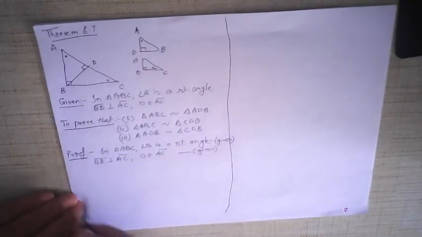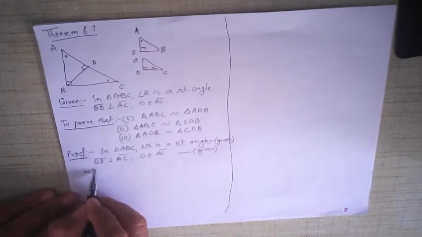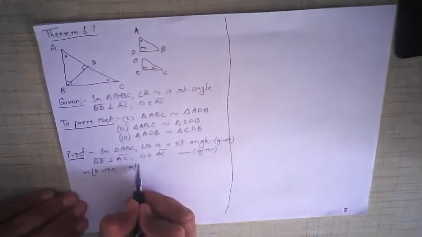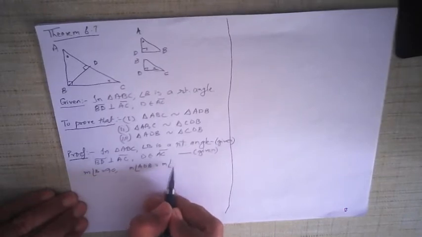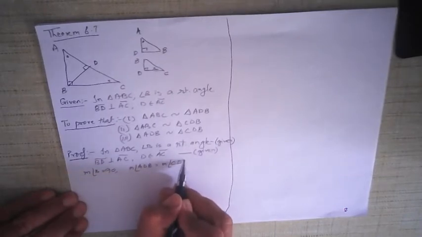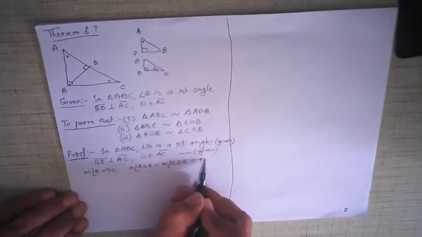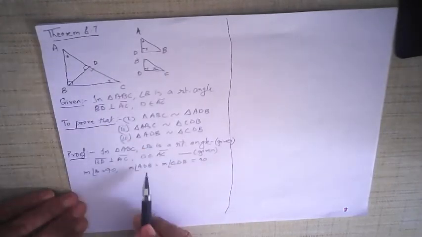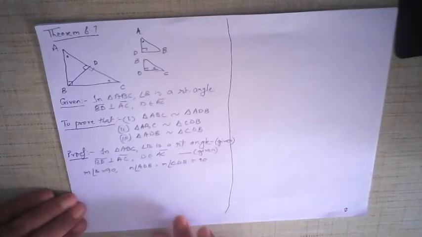Okay, so we can say that measure of angle B is equal to 90 degrees. Then measure of angle ADB is equal to measure of angle CDB, and they are also both 90 degrees. You can see this, both are 90 degrees. Angle ADB and angle CDB, they are 90 degrees.